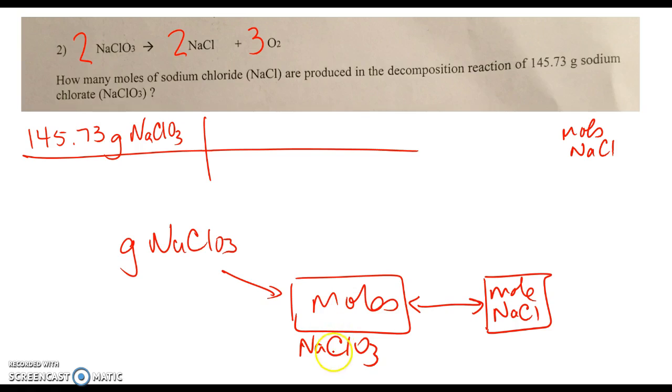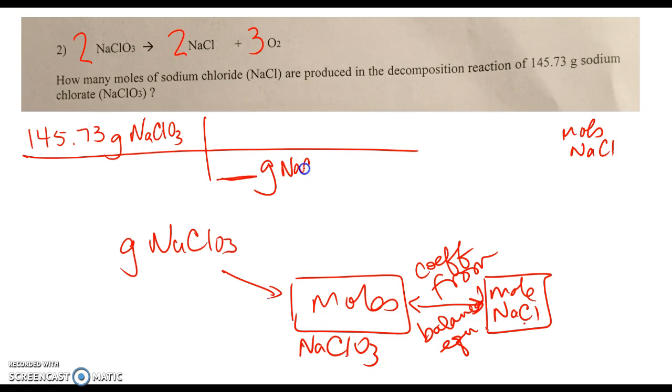And to get from moles of sodium chlorate to moles of sodium chloride, I just use the coefficients from the balanced equation. So watch how we do this. So first, I have 145.73 grams. Okay, I'm going to leave it up to you to figure out its molar mass. But you're going to figure out how many grams of sodium chlorate in 1 mole of sodium chlorate.